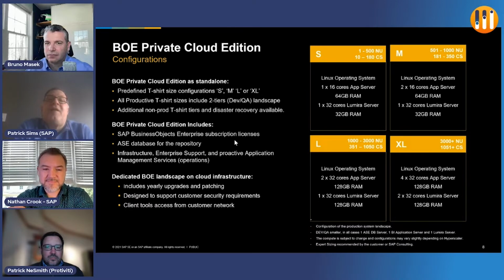So small is up to 500 named users. Medium is 500 to 1,000. Large then goes from 1,000 to 3,000. And extra large is 3,000 plus. And they are subscription again, and as we mentioned before, it's both named and concurrent. We use an ASE database for the repository, and we use the Linux operating system for the rest of the infrastructure.